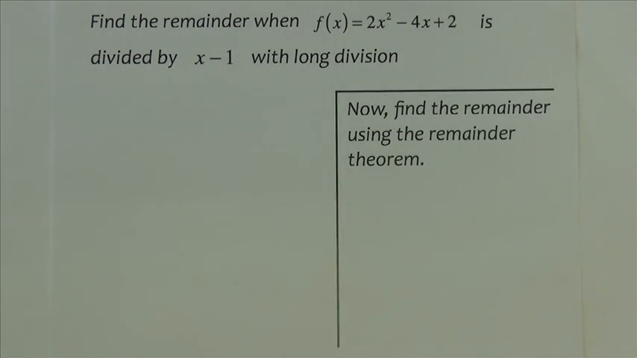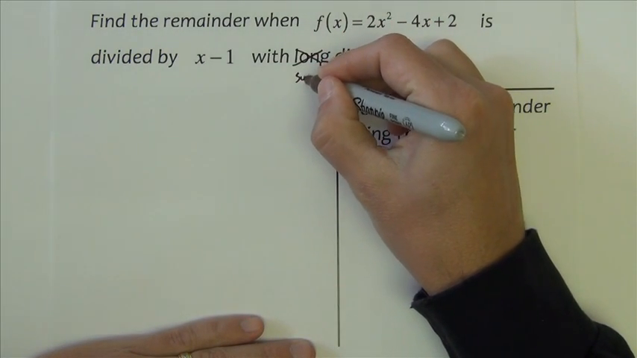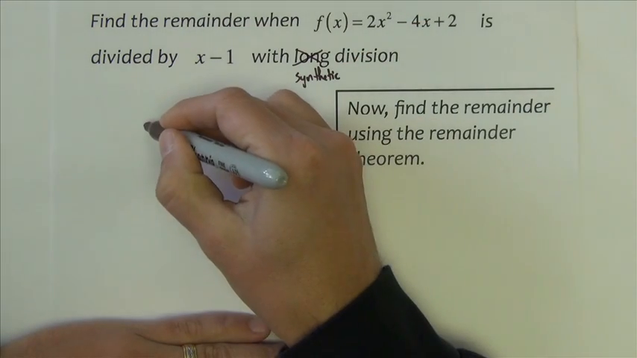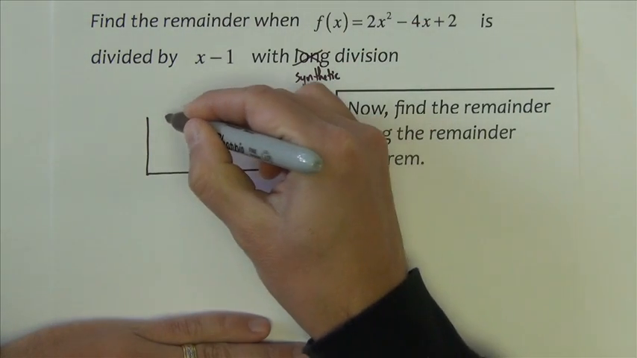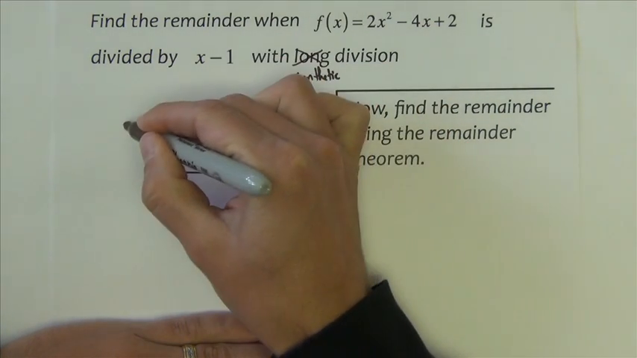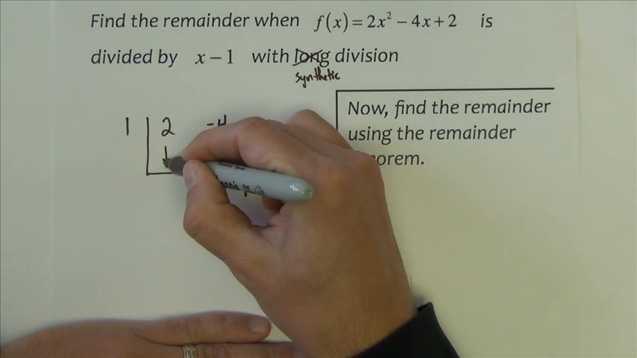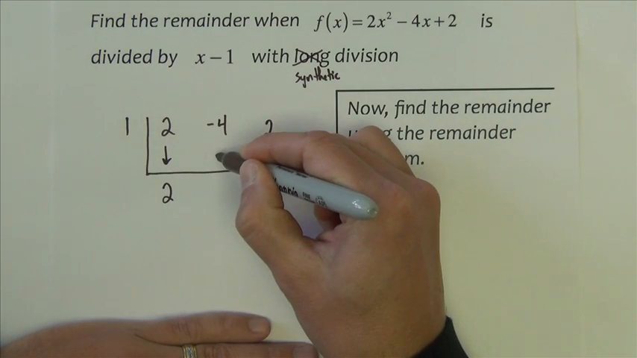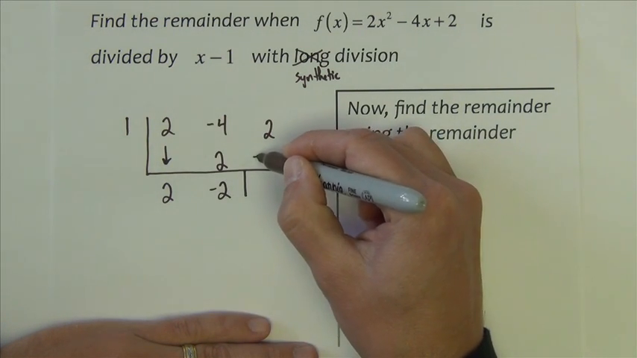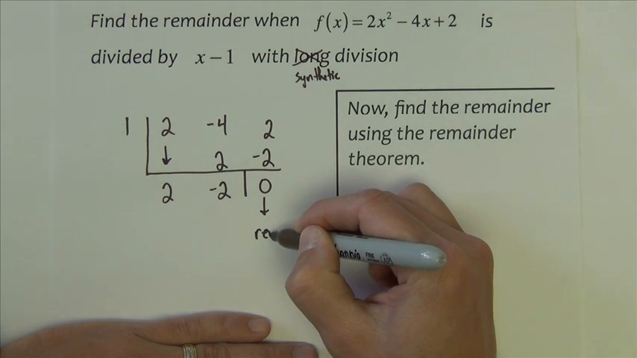Alright, another example. Same type, but again, instead of long division, we're going to do synthetic division. So we have the same polynomial, 2x squared minus 4x plus 2. This time our zero is 1. And let's see what we get this time. Procedurally, we bring down the 2 and we multiply. We add together and we multiply. We add together, we get 0. Okay, this is our remainder.